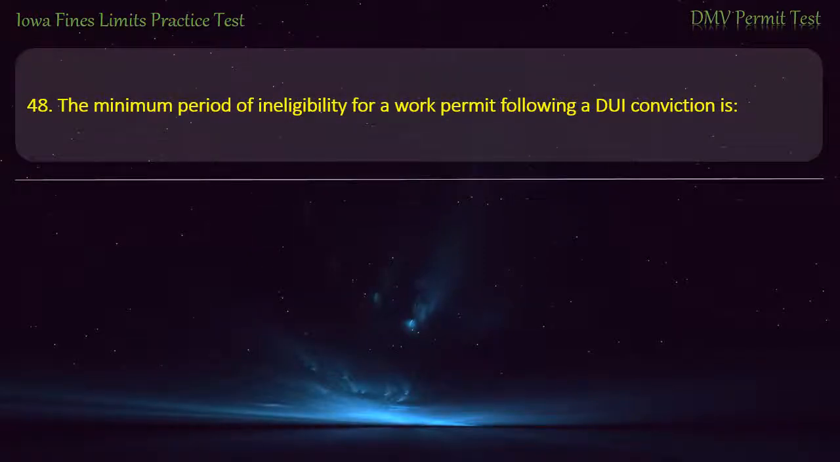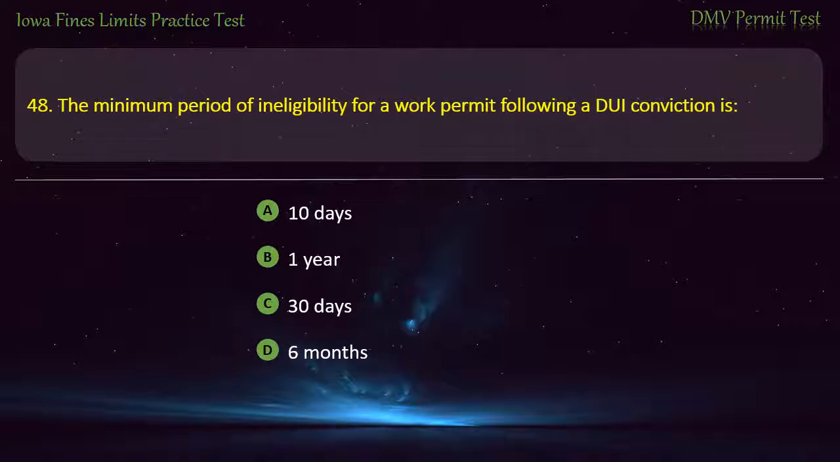Question 48. The minimum period of eligibility for a work permit following a DUI conviction is 10 days, 1 year, 30 days, 6 months. Answer: 30 days.